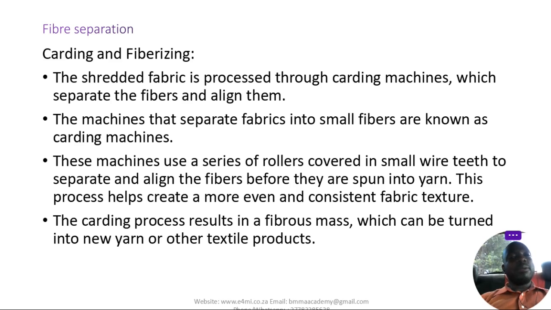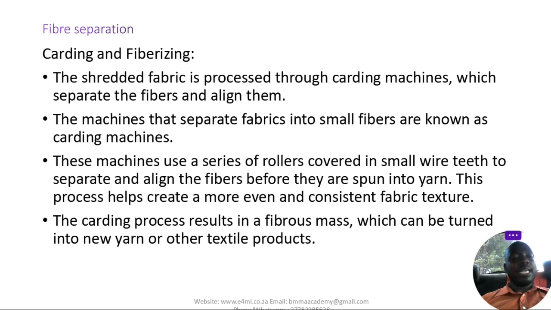After that, we start separating the fibers, which is called fiberizing. The shredded fabric is processed through cutting machines, which separate the fibers and align them. The machines that separate fabrics into small fibers are known as cutting machines. These machines use a series of rollers covered in small wire teeth that sink into the fabric and then separate the fibers and align them before they are spun into yarn.